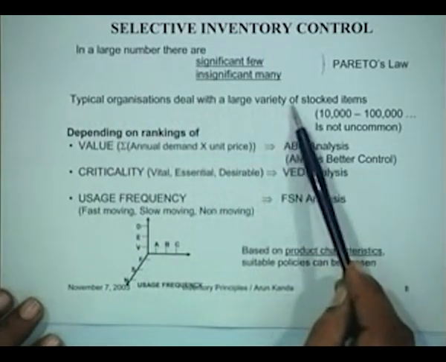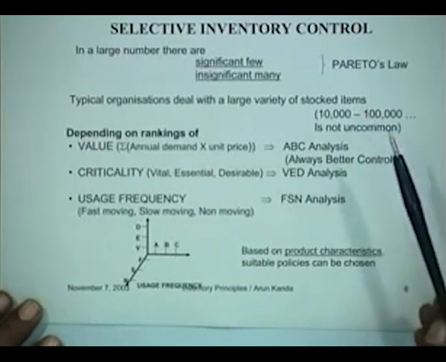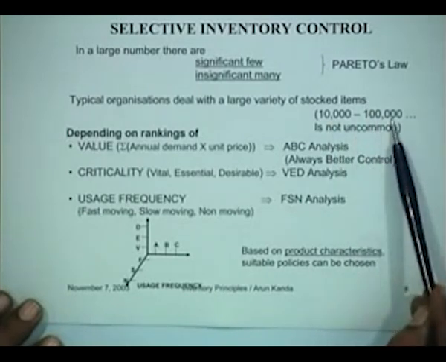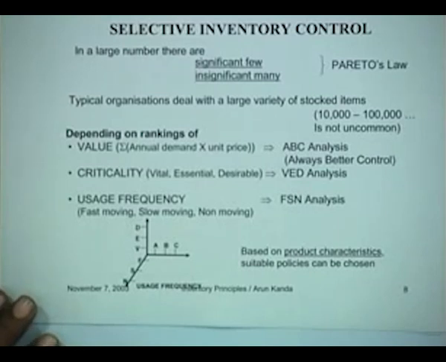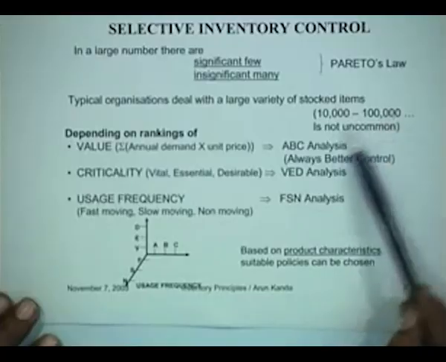What typically happens is that if you look at organizations, they deal with a very large number of stocked items. Typically the number of items could be 10,000 to 100,000 or even more, right? For instance, if you're talking about a company like Maruti Udyog, the number of components might easily go into something like 30,000-40,000 or even more, right, that they stock. If you talk about a company like Boeing, which stocks spares for aircraft, the number of aircraft spares might even run into millions, right? So it could be a very large number. So the number 10,000 to 100,000 is not uncommon.